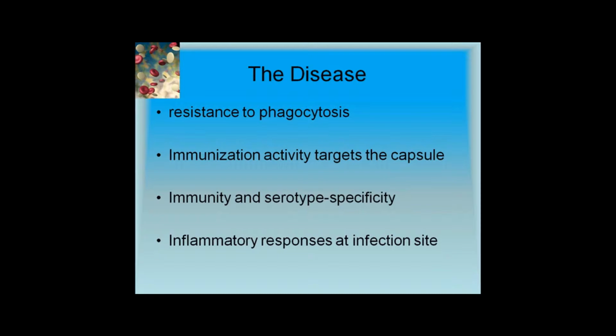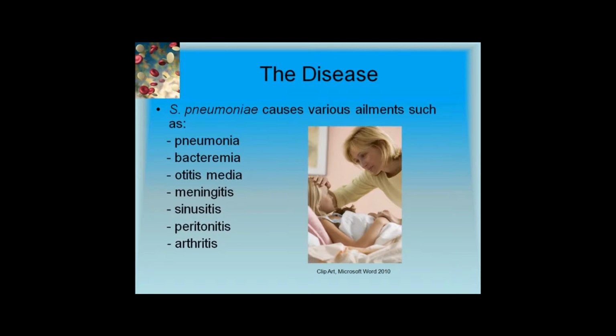One of the hallmarks of the infections caused by Streptococcus pneumoniae is actually an inflammatory response at the infection site. The disease itself can cause various ailments such as pneumonia, bacteremia, otitis media, which is an ear infection, meningitis, sinusitis, peritonitis, and arthritis.